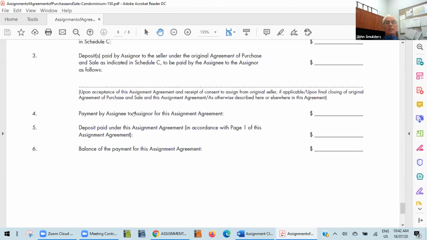Number 4, payment by assignee to assignor for this assignment agreement. This is the profit, $100,000. Deposit paid under this assignment agreement from page 1, $30,000, let's say. Balance of payment for this assignment agreement is the difference between $100,000 and $30,000, which in this example is $70,000, okay? This is what the CRA sees to calculate the tax that the buyer has to pay, all right?